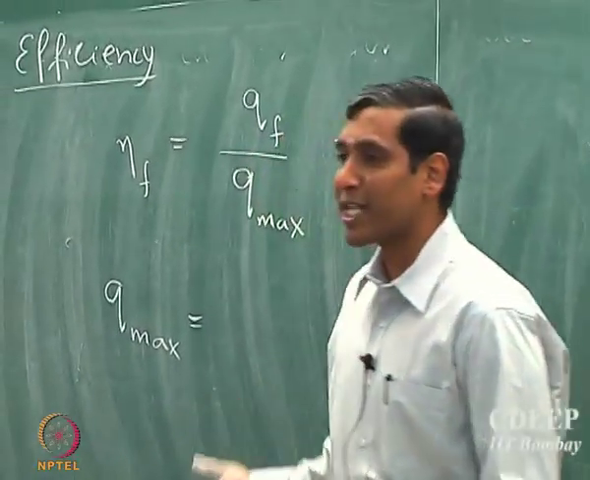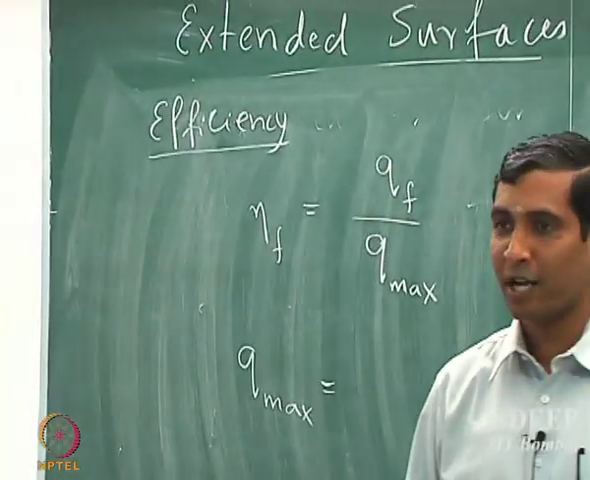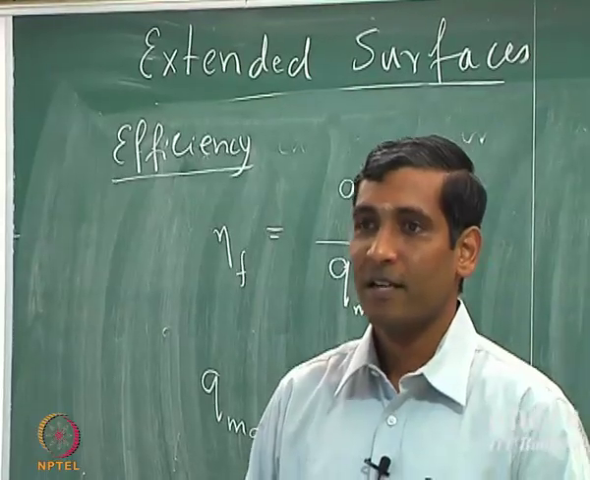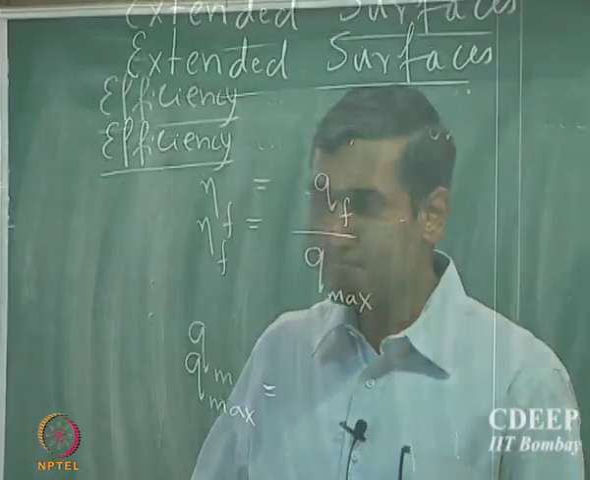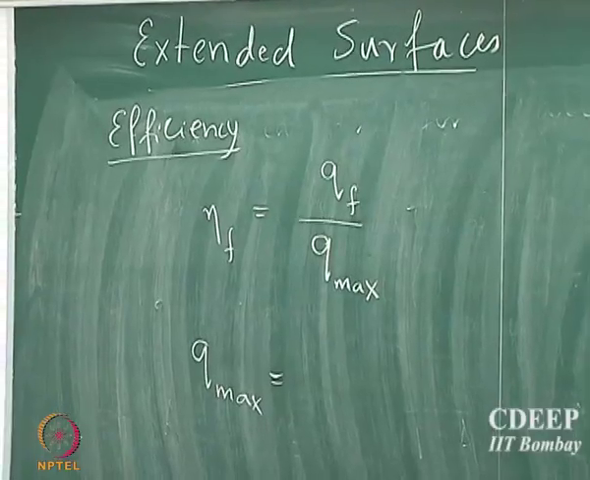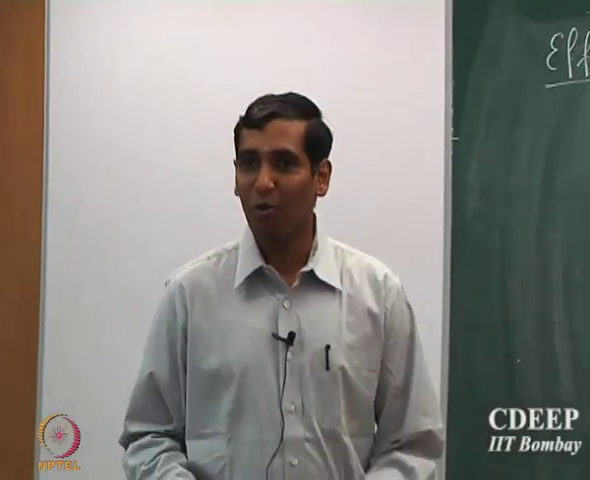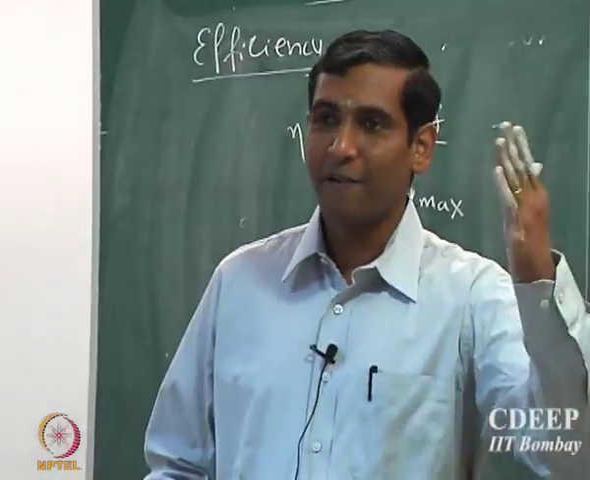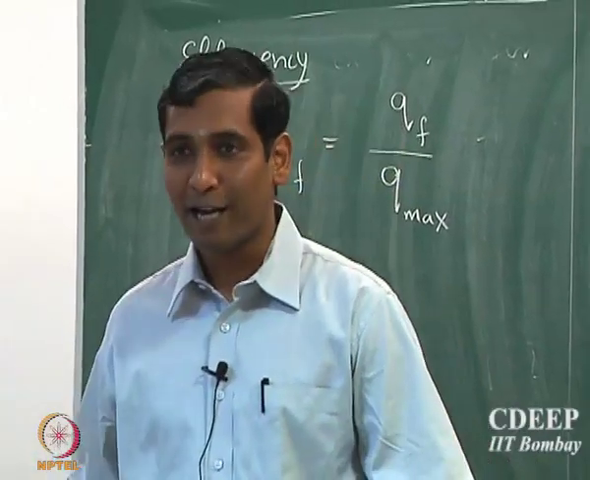Okay, so how do we find maximum? When do you achieve maximum heat transfer rate? It's hypothetical, you're not going to achieve it. Temperature is constant where? Throughout the length. Okay, what is that constant? That's equal to the base temperature. Okay, so what's the purpose of a fin? The purpose of a fin is to transfer heat from the base to the fluid around.